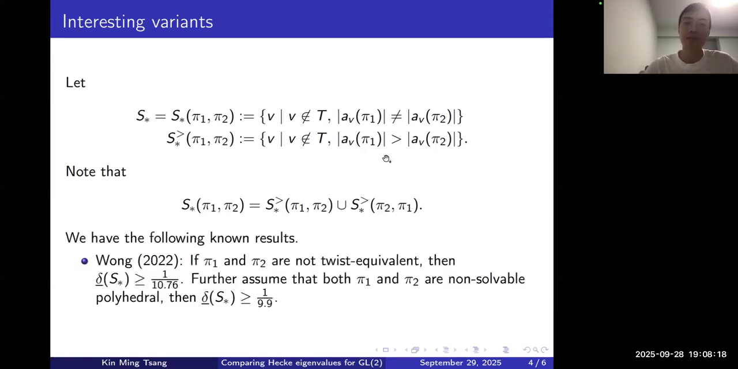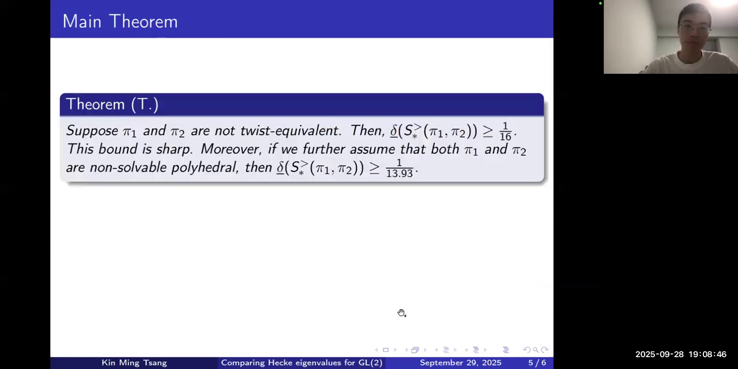Okay, and we have the following known results, which are by Wang in 2022. If π1 and π2 are not twist equivalent, then the lower Dirichlet density of this set S* is greater than or equal to 1/10.76. And if we further assume that π1 and π2 are non-solvable polyhedral, then the bound is improved to 1/9.9.